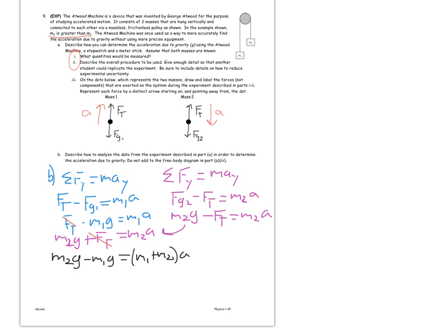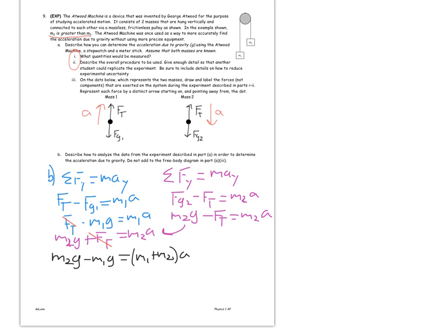Now I could have gotten that same equation if I had set this up as a system and only thought about the forces acting on the system, which in this case would just be Fg1 and Fg2. Fg2 going in the direction of the acceleration and Fg1 going against it. So if we had set it up that way, it would have worked out the same. Now, I ultimately am looking for g, right?